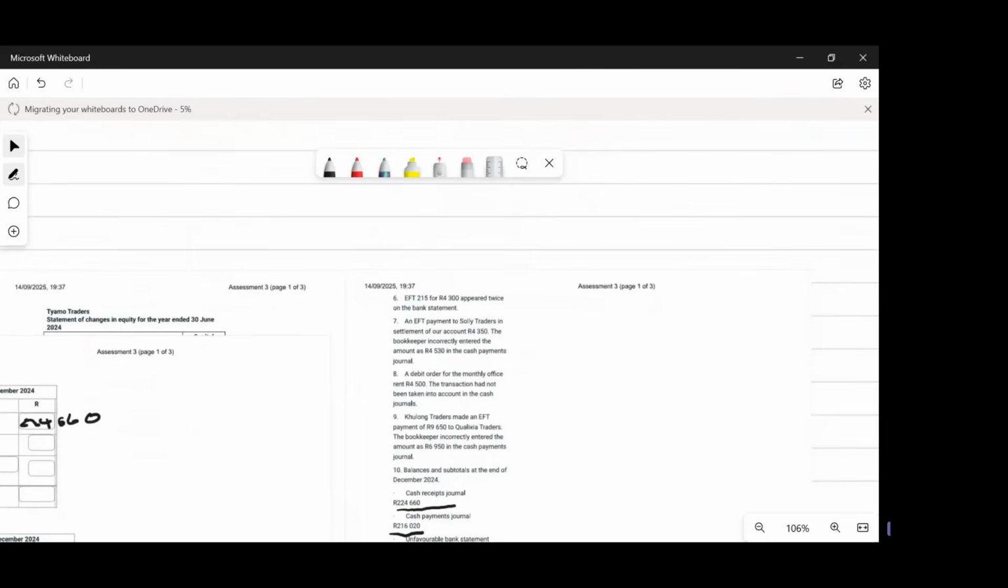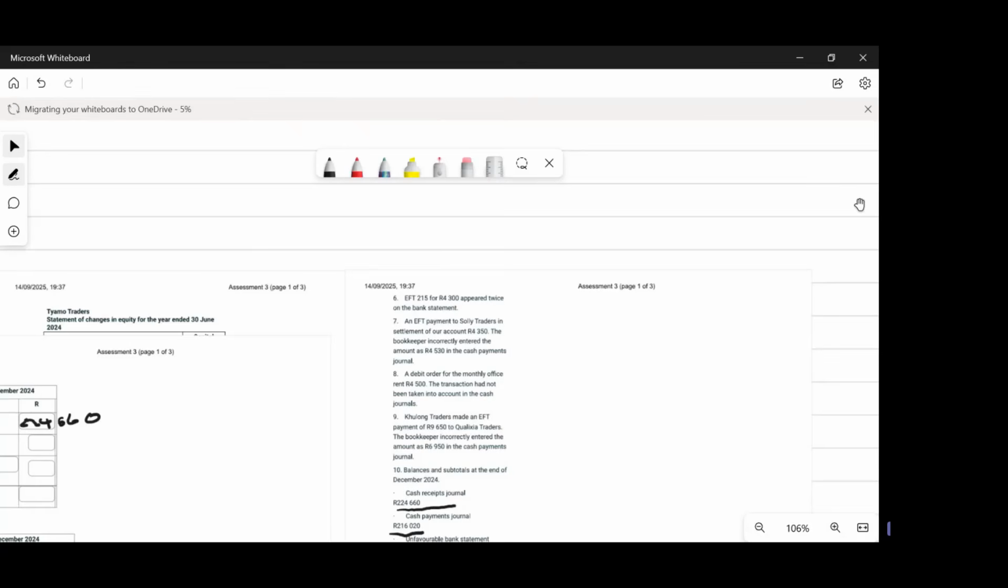The next one says EFT 215 for 4,300 appeared twice on the bank statement. So if it appeared twice, it means the bank took 4,300 twice in our bank, right? Yes. So how do we record that? How do we rectify such an error? Are we the ones who are able to rectify this error? Let me ask you in this way. Do we have any control as the business to rectify such an error, or do we have to send it to the bank and then they rectify it themselves?